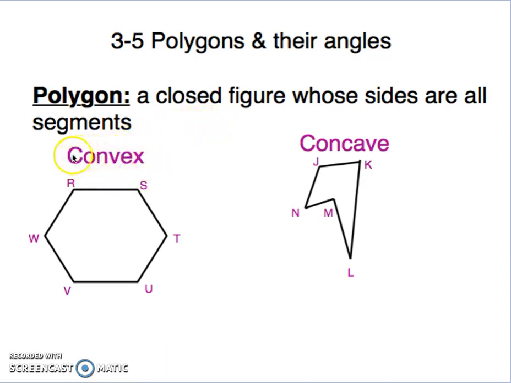Over here you can see a convex polygon and what it looks like. And here you can see a concave polygon. Notice that they are both closed.